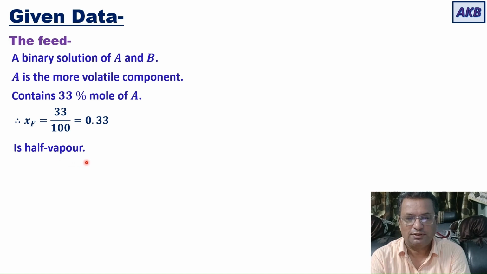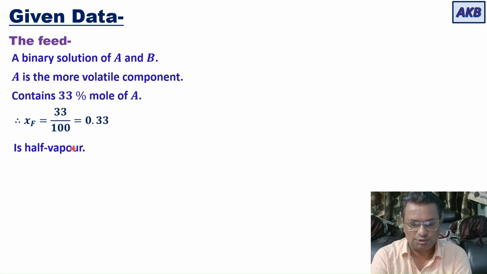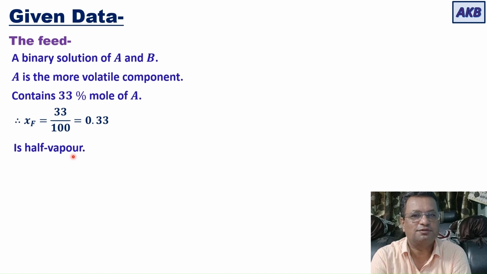The feed is half vapor. That means 50% of the feed is vapor and the remaining 50% is liquid. So this information will be used to know the value of q. If it is half vapor, that means it is a mixture of vapor and liquid, that is, a partially vaporized feed. Please remember, in the case of partially vaporized feed, the value of q is equal to the fraction of liquid in it. So in this case, the fraction of liquid is 0.5 and that will be q. So q is 0.5. Whatever is the fraction of liquid in a mixture of liquid and vapor, that will be q.